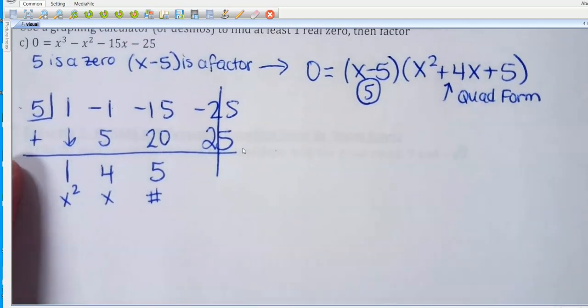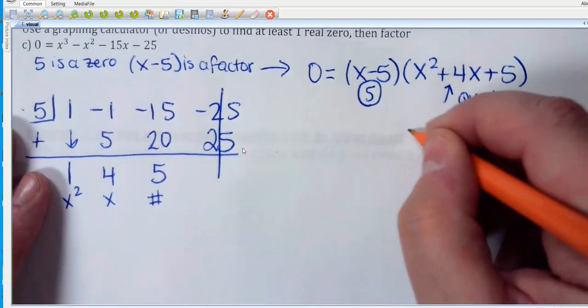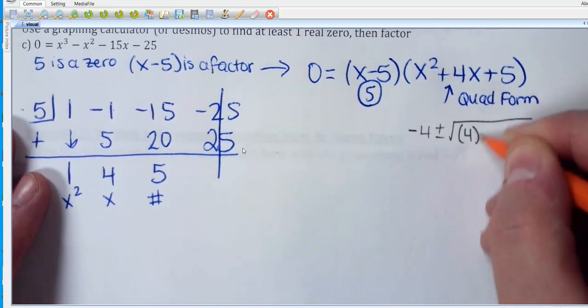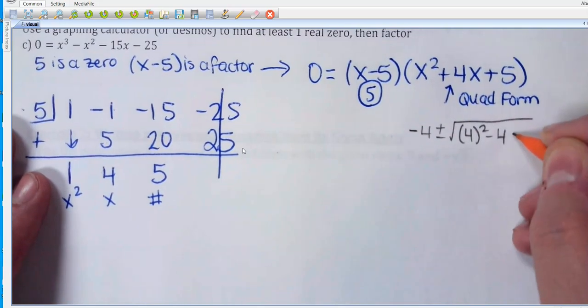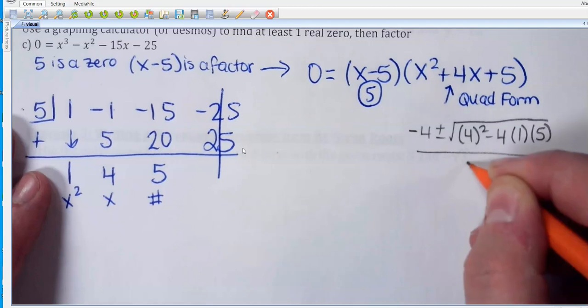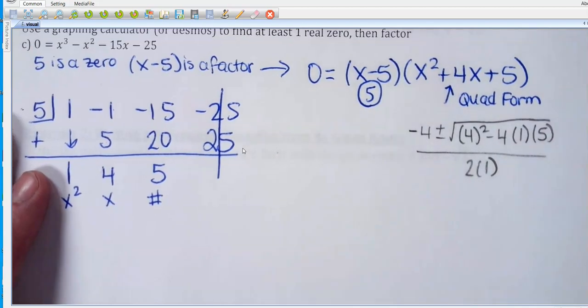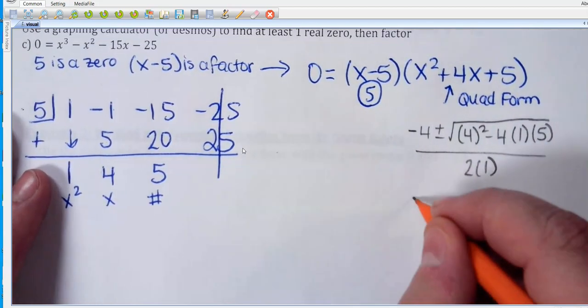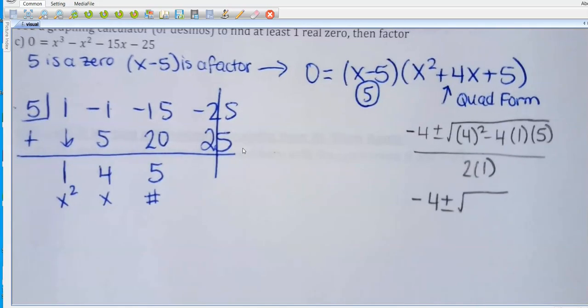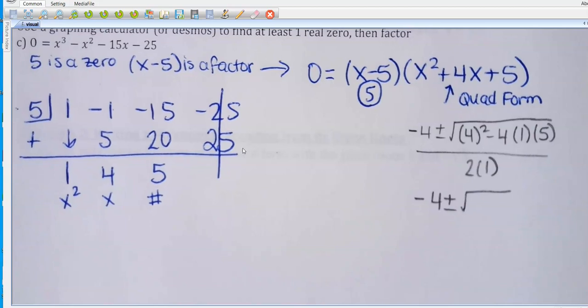On the note paper today, but I'm just going to do opposite of b, so -4 plus or minus the square root of 4 squared minus 4 times a value is 1 times c value is 5. Everybody over 2 times a, which would be 2 times 1 for this guy. You're going to get -4 plus or minus. Okay, now under my square root, I've got 16 minus 4 times 1 would be 4 times 5 would be 20.